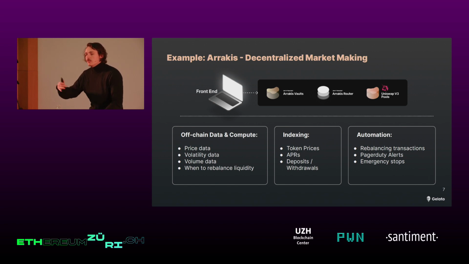Arrakis is this decentralized market-making service in Web3, and this is how some of the functionalities they need to do off-chain, which is not supported by the smart contracts themselves, to actually build the applications in the right way. They have to do a bunch of computation off-chain. They're building these very sophisticated strategies where they get the price data, volatility, volume. They run AI models to then define when to rebalance liquidity and money in Uniswap v3. And of course, they need to execute these strategies automatically, right?